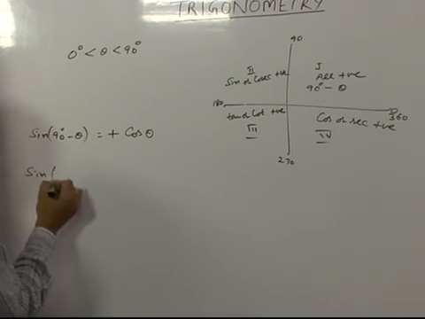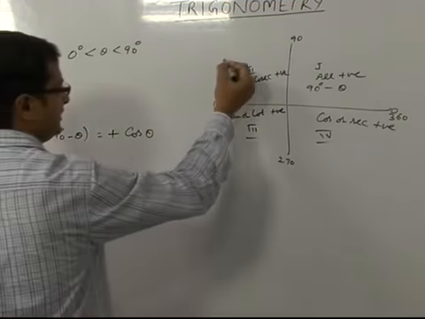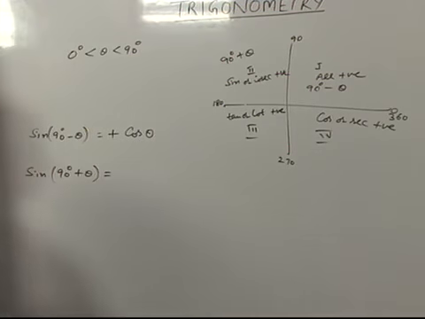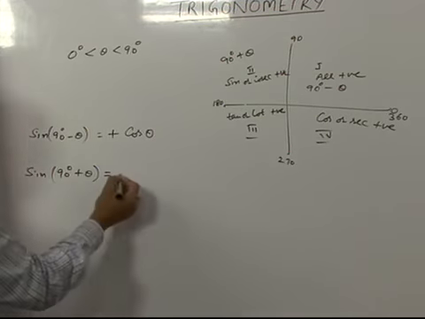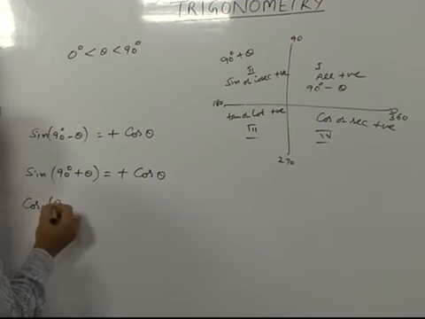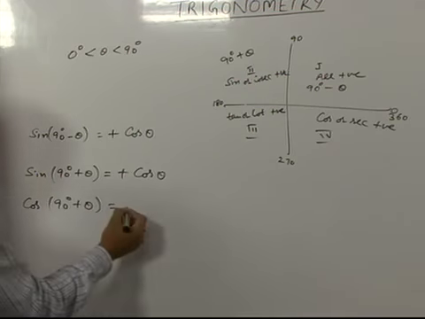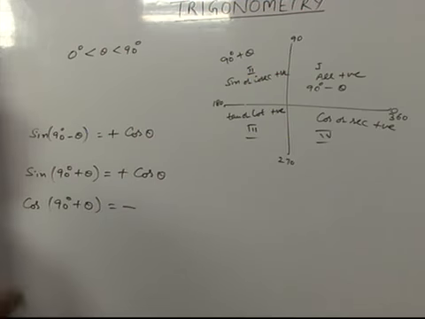Similarly, we can calculate for 90 degree plus theta. 90 degree plus theta lies in the second quadrant, and in the second quadrant sine is positive, and the third rule is with 90 degree sine will change into cos. But if it is cos 90 degree plus theta, the angle lies in the second quadrant. In the second quadrant cos is negative, so put here a negative sign, and with 90 degree cos will change into sine.